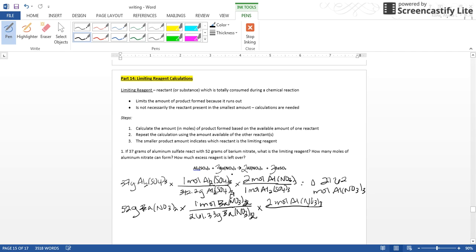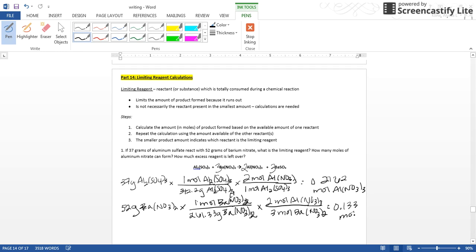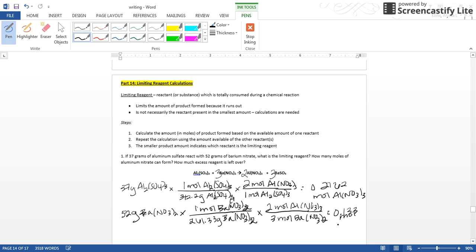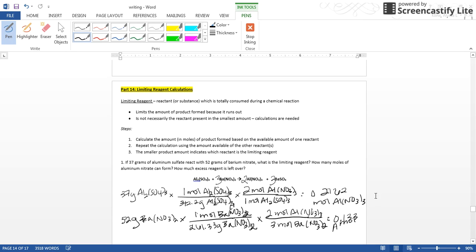On the bottom, if we look up here, we got 3 moles of barium nitrate, so 3 moles of barium nitrate. Go ahead and calculate this out. What we're looking at here is 0.133 moles of aluminum nitrate.